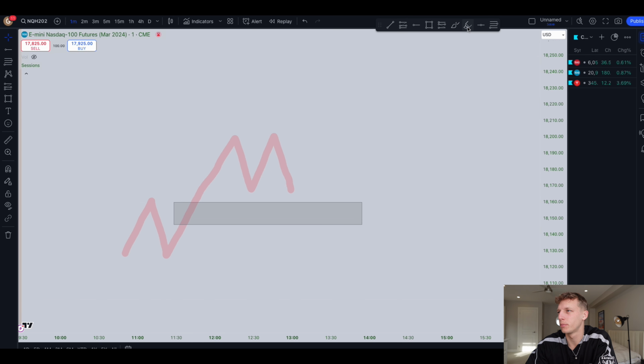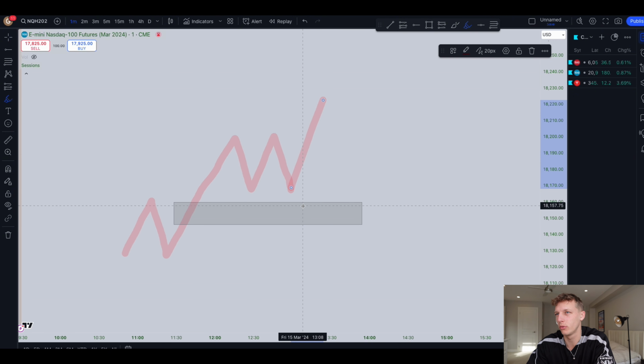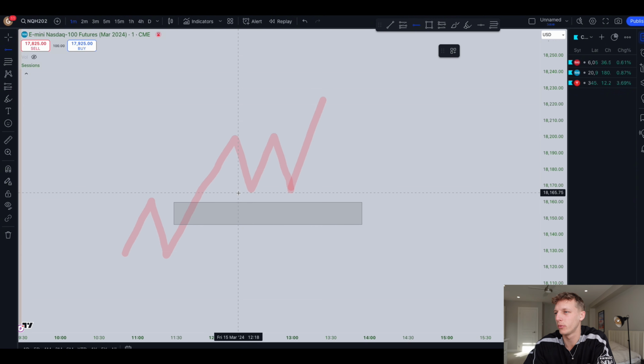And then let's pretend that we have relative equal lows below. A lot of the time after we sweep relative equal lows, there's a lot of traders' stops resting there. A lot of retail traders are expecting this to be an area of support. This is a double bottom. So what price likes to do a lot of the time is sweep these equal lows or equal highs and then reverse.